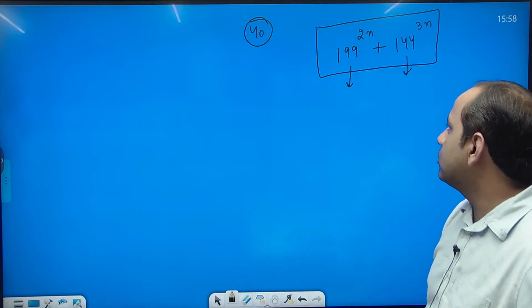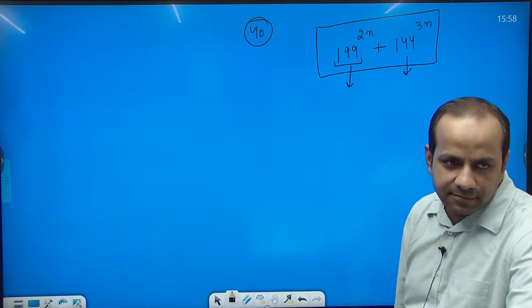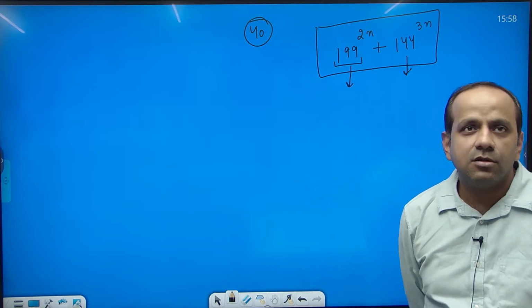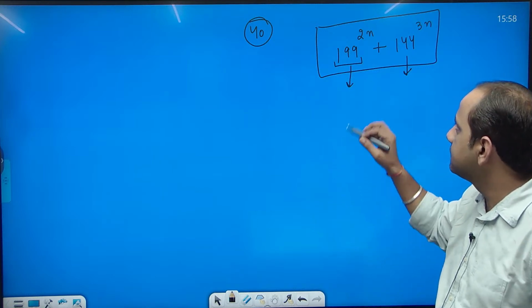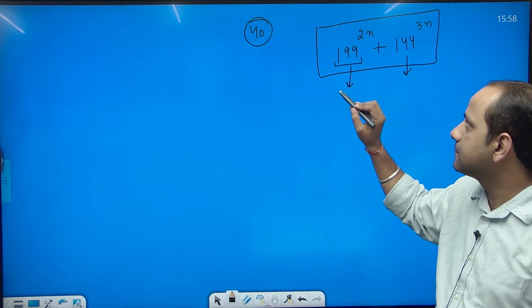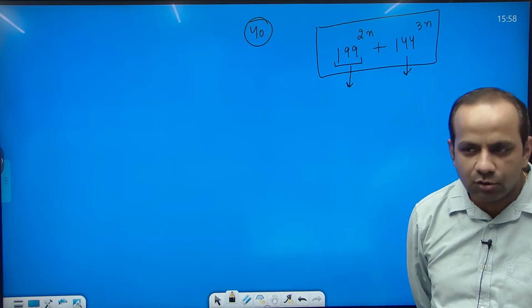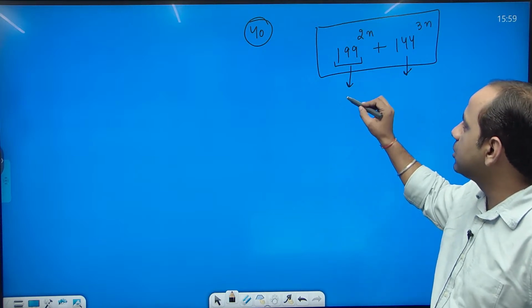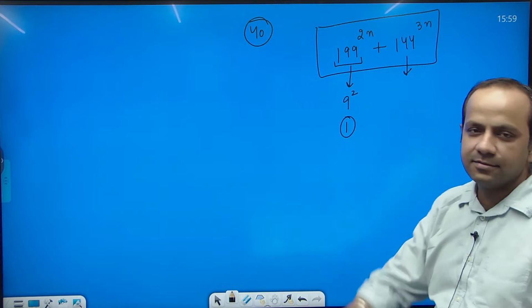So 199 to the power 2n, first of all, this belongs to which category? Second category. So we have to divide this power by 2. If I divide 2n by 2, remainder will be 0. Remainder is 0. So 9 to the power 2, that will be 1. Is it okay?